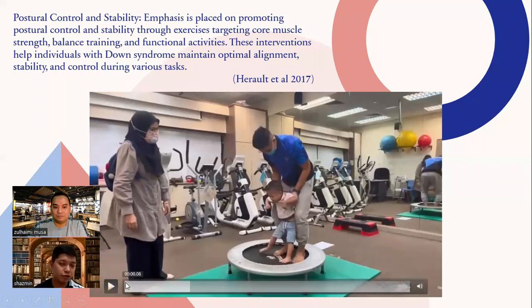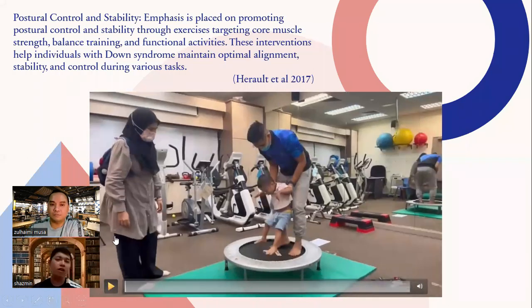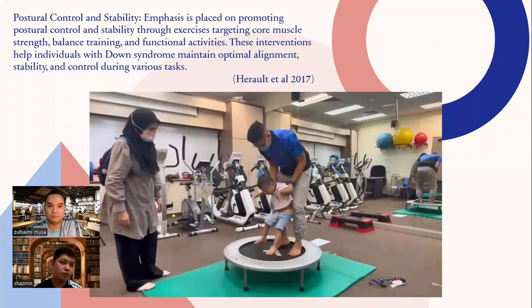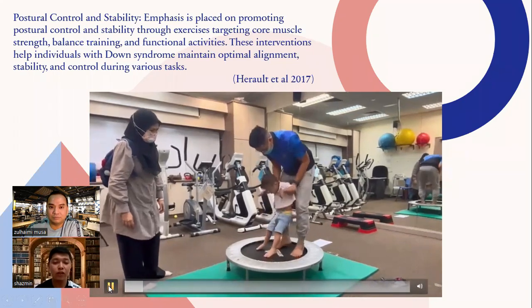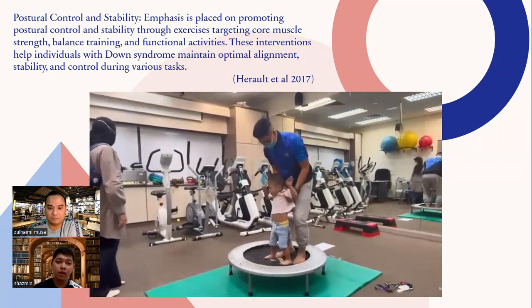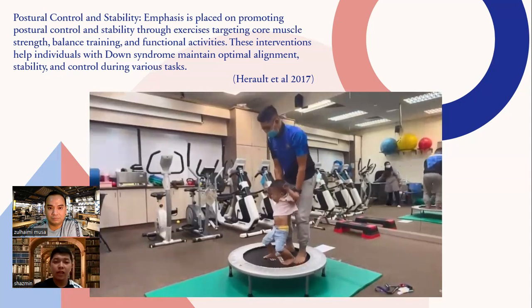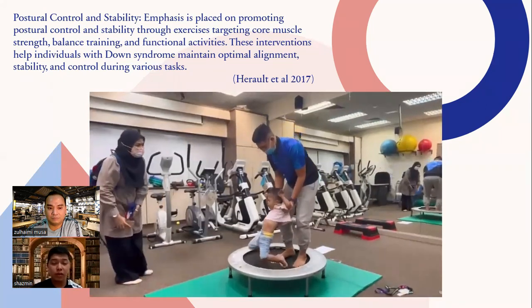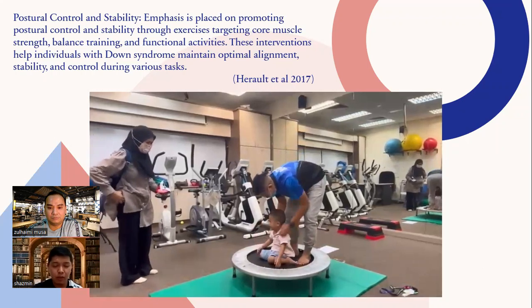Okay, coming to posture control and stability. The emphasis is on promoting posture control and stability through exercise, targeting core muscle strength, balance training, and functional activity. This intervention helps individuals with Down syndrome maintain optimal alignment, stability, and control during various tasks. We are trying to help the patient achieve their tasks to the optimum maximum.